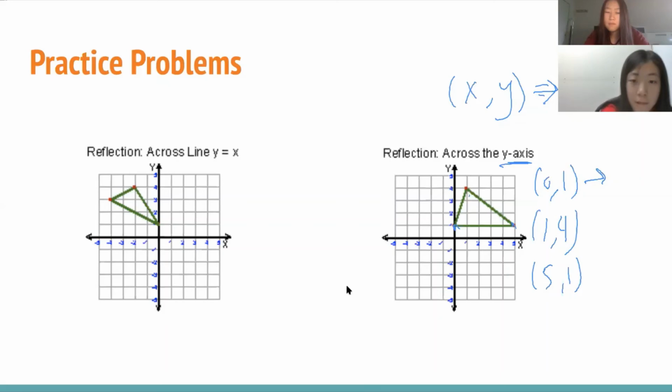Since 0, you negate it, it's still 0, so this point will be the same. And this point will be -1, 4, and the last one will be -5, 1.